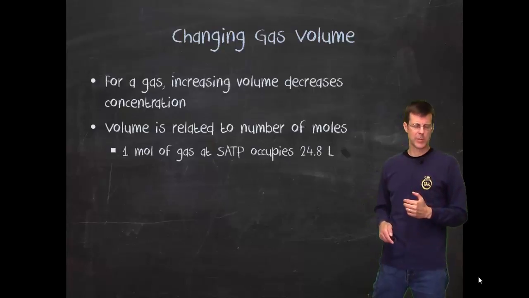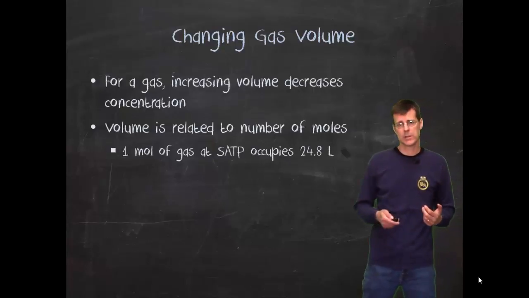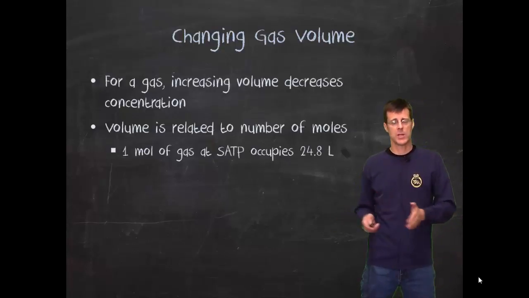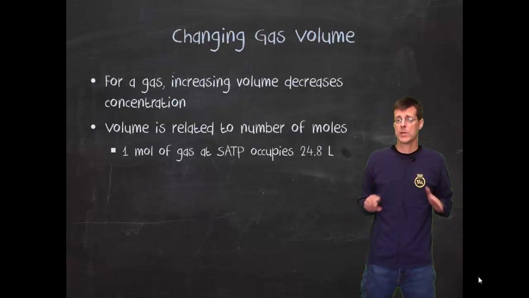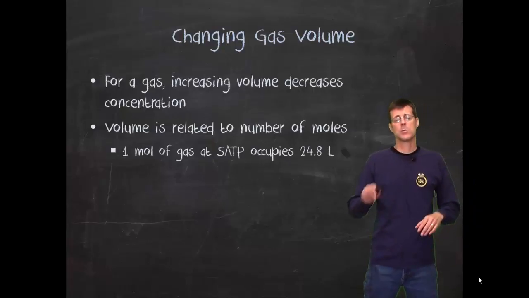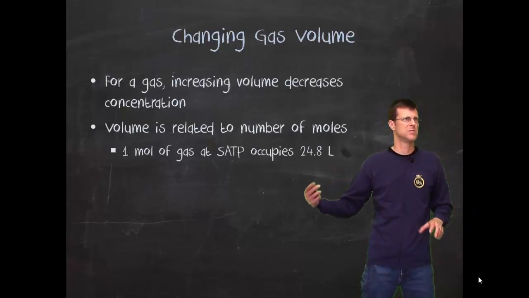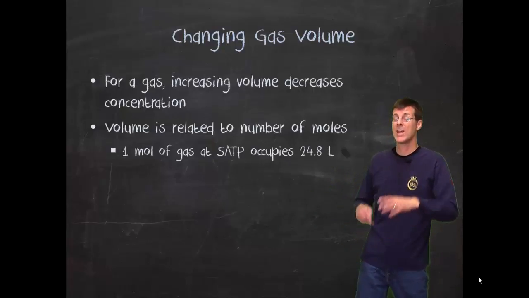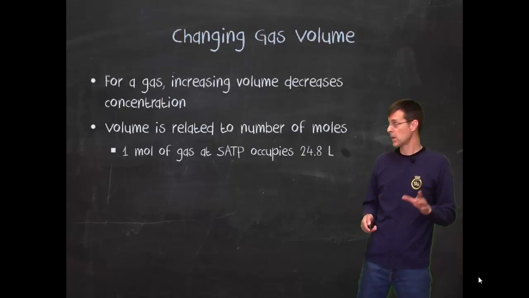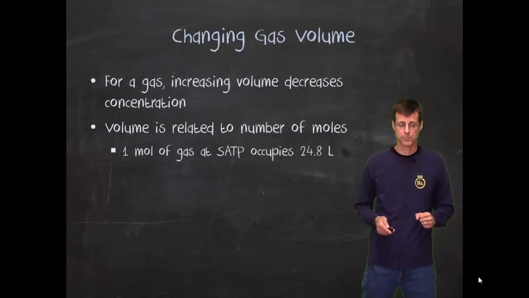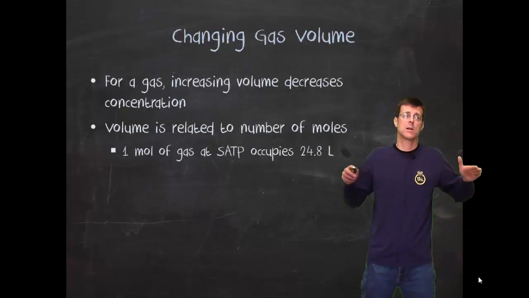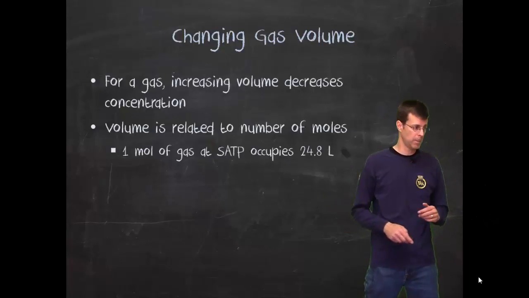And 1 mole of gas occupies 24.8 liters at standard ambient temperature and pressure, SATP. Does that number matter? No, but that's true for any gas. 1 mole of oxygen, 1 mole of nitrogen, 1 mole of helium, 1 mole of nitrogen dioxide, 1 mole of any gas occupies 24.8 liters at that temperature and pressure. So gases are gases, and that's kind of cool.